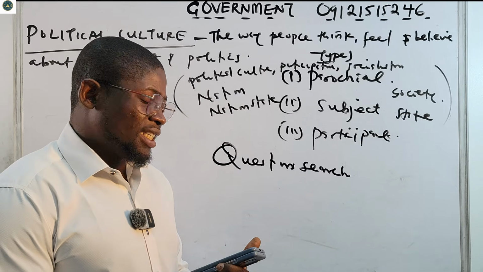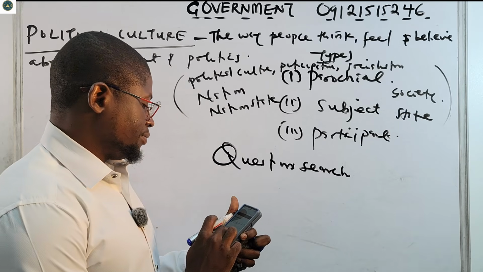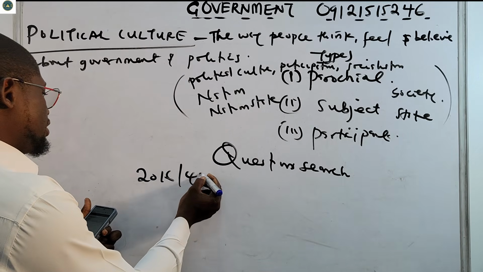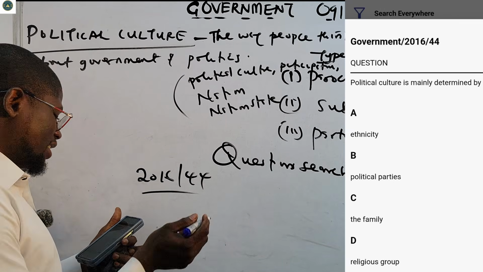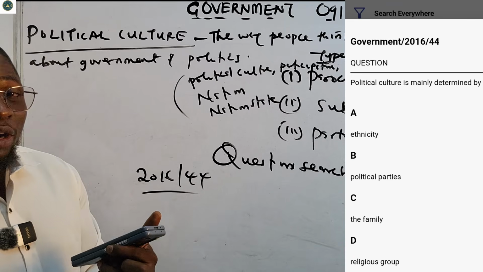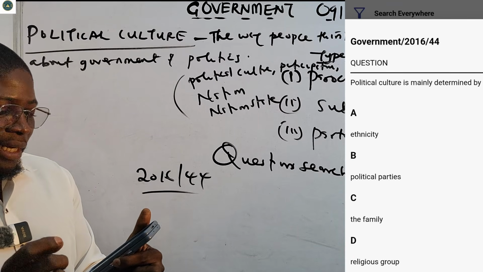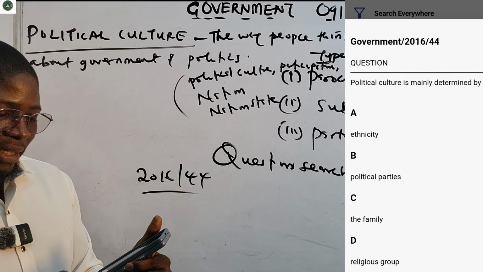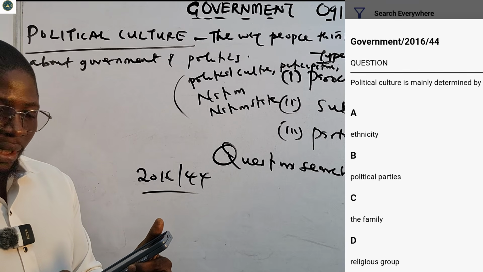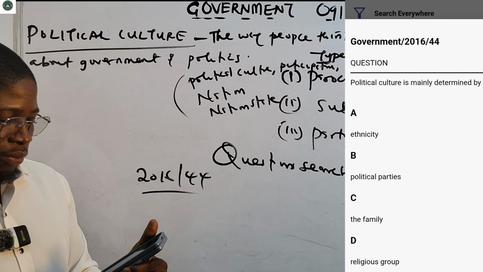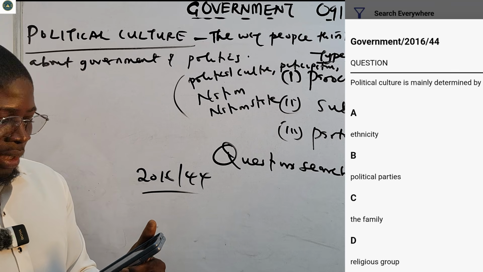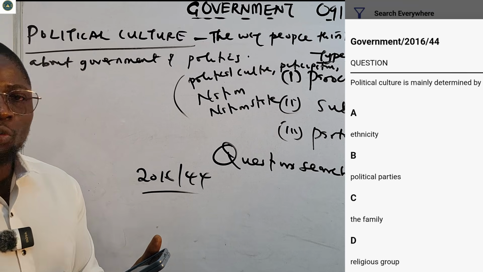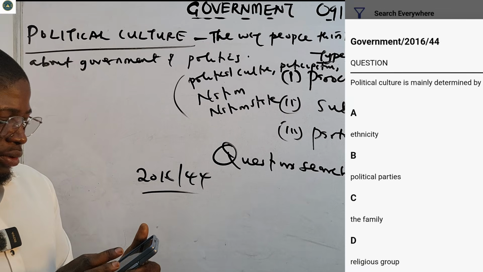Now, this is from the JAMB app, 2016, number 44. It says political culture is mainly determined by: A, ethnicity; B, political parties; C, the family; D, religious group. Is it ethnicity? No. Is it the family? No. Is it the religious group? No. Obviously, from the options here, the major drive will be political parties.